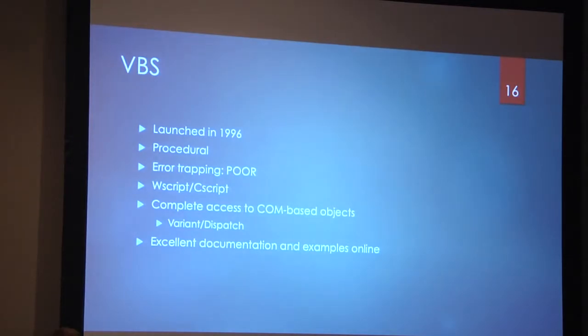And what's the number one thing we talked about in coding? Error trapping. So your script can bomb out, or it can just keep running. There's two parts of it. There's WScript and CScript. So WScript is the Windows side. CScript is just the command line interface. And you've got complete access to COM objects.